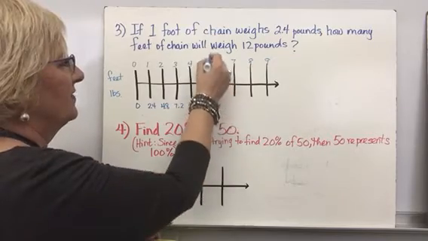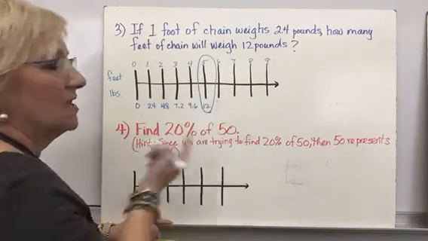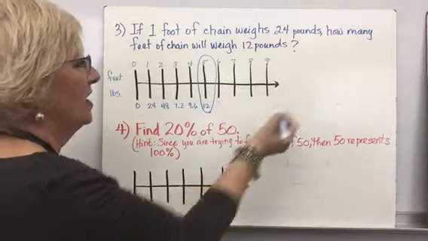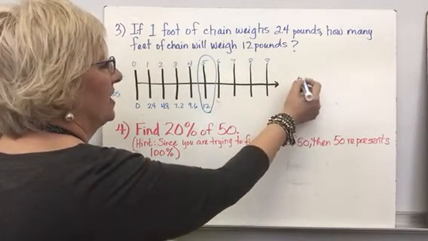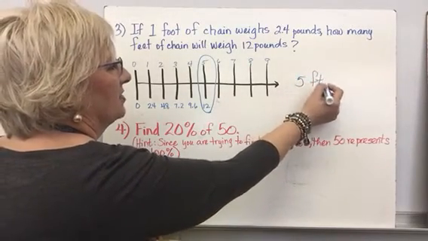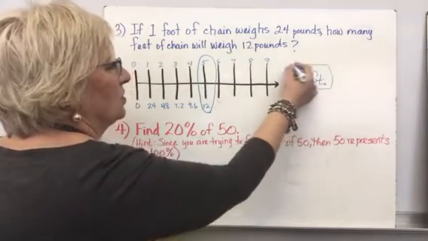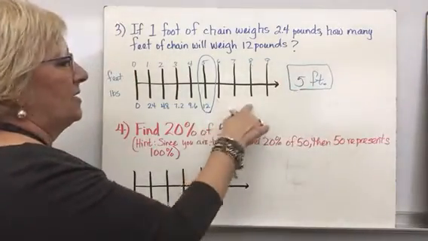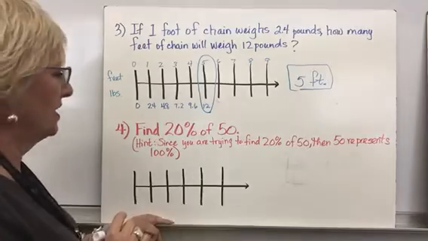So how many feet of chain will equal 12 pounds? I'm going to have 12 pounds at 5 feet of chain. So 5 feet of chain will equal 12 pounds. And I would normally keep going, but I saw that I already had it there, so I stopped.